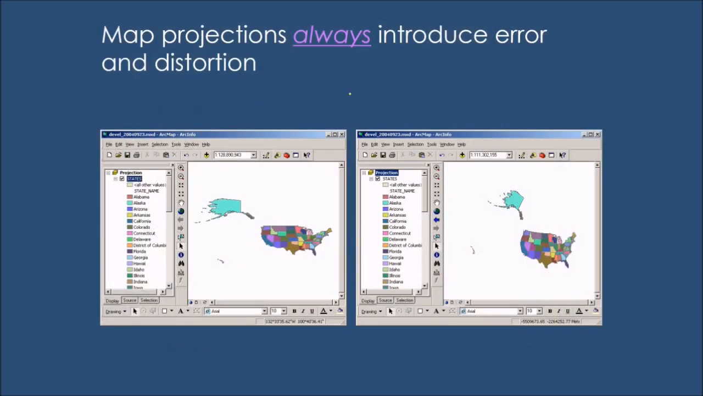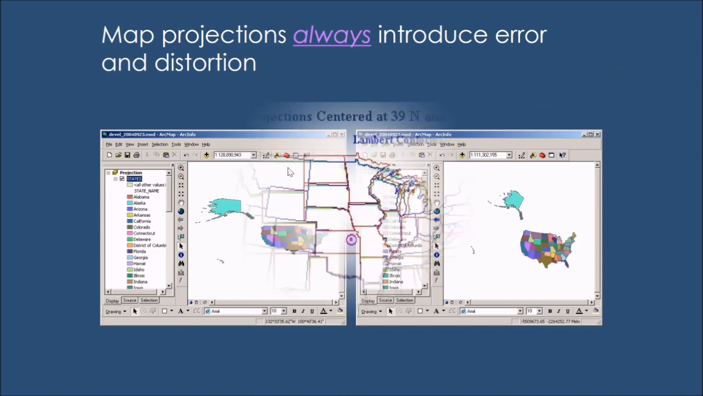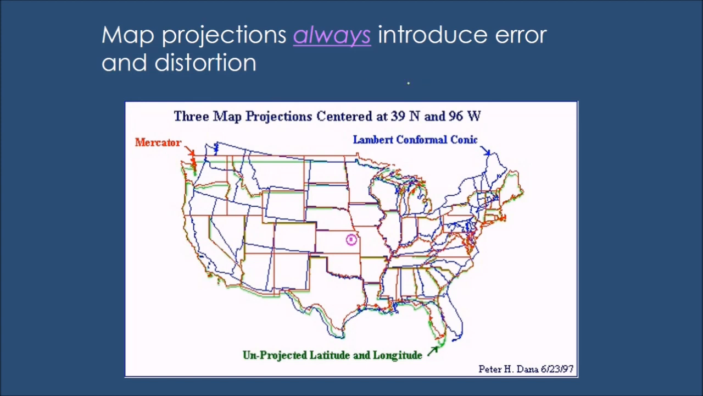Map projection always introduces error and distortion. This is always there because you are trying to convert or present a curved surface onto a plane. So you will be subjected to certain errors and distortion, as you can see here. These are different ways, and map projection always introduces error.